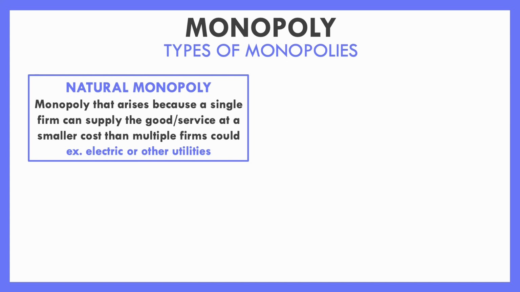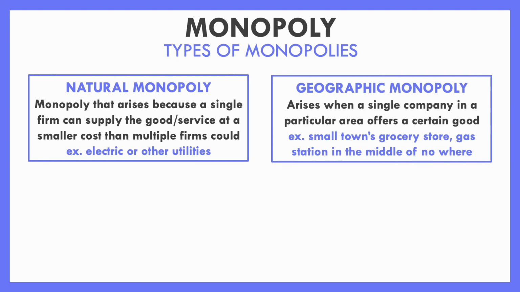Now, we had mentioned last time that, yes, the government will put restrictions in place in order to prevent abuses within some of those types of utilities or other markets where natural monopolies exist. But those are ones that are allowed to exist. A geographic monopoly is one that just exists sort of naturally as well.